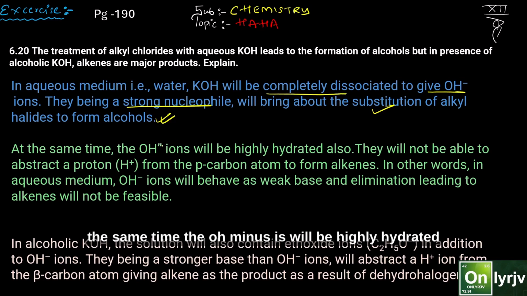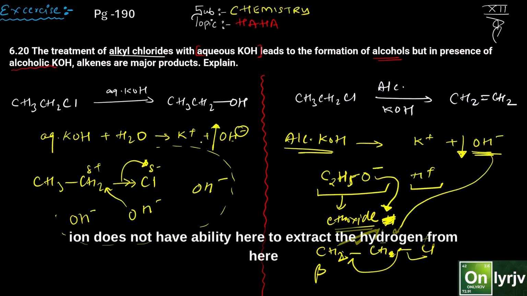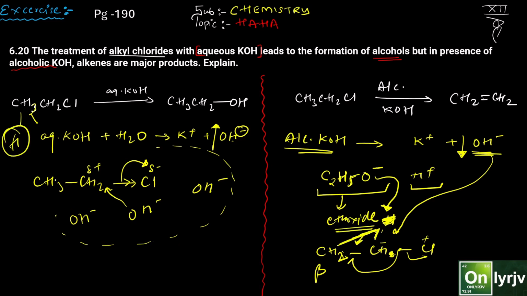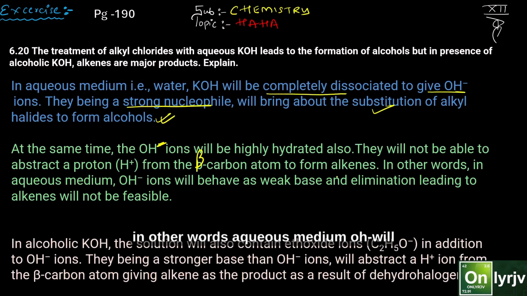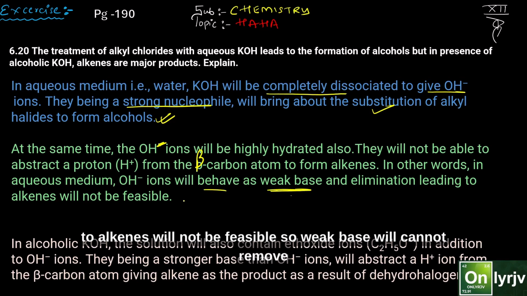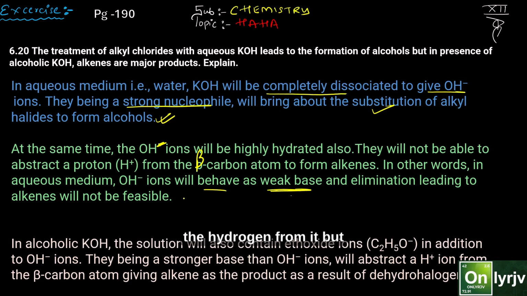At the same time, the OH- ions will be highly hydrated also. They will not be able to abstract a proton from the beta carbon. This is the beta carbon. So OH- ion does not have the ability here to extract the hydrogen from here, this hydrogen I am talking about. In other words, in aqueous medium OH- will behave as a weak base, and elimination leading to alkenes will not be visible. So a weak base cannot remove the hydrogen from it.